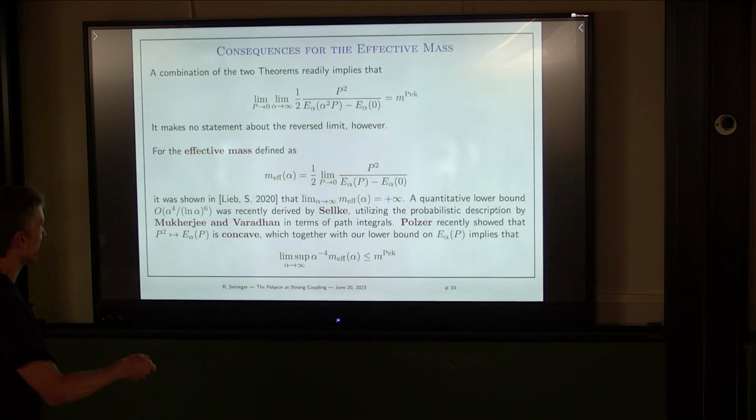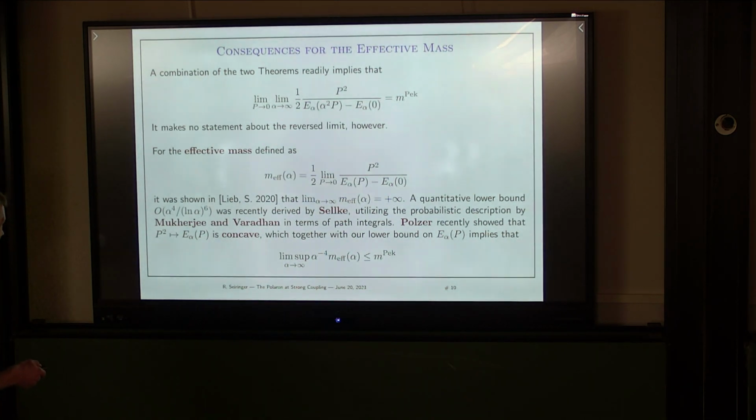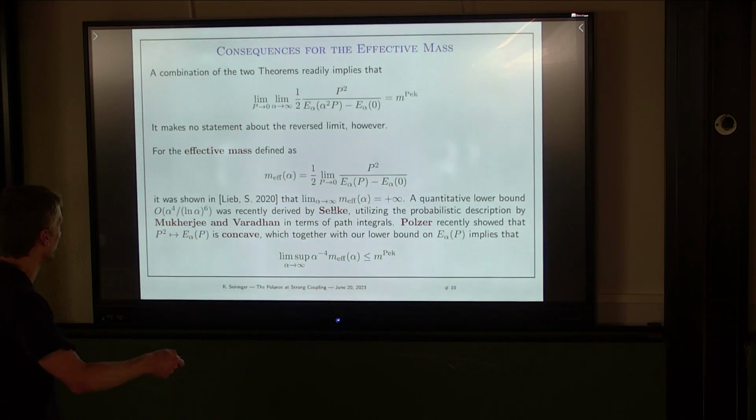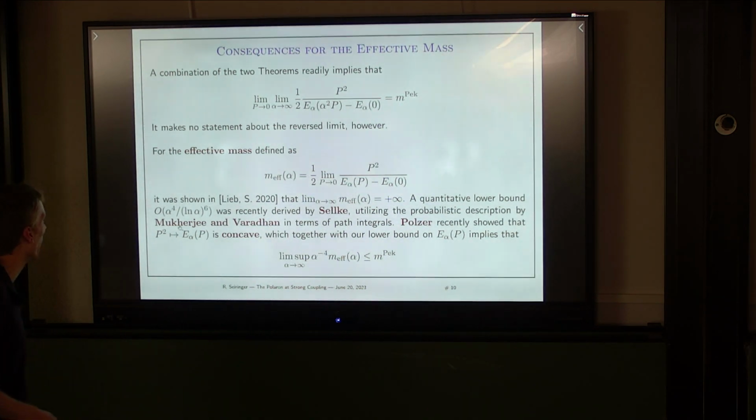And this actually uses, and this comes back briefly to what I mentioned before, this path integral picture. In the last maybe 5 years or so, there were a number of papers by Mukherjee and Varadhan who looked again at this path measure coming from the Feynman-Kac formula, or the Feynman path description, and studied its asymptotics for large alpha, a probabilistic description. This is the main input that Seiringer uses to get this lower bound with the almost correct asymptotics.